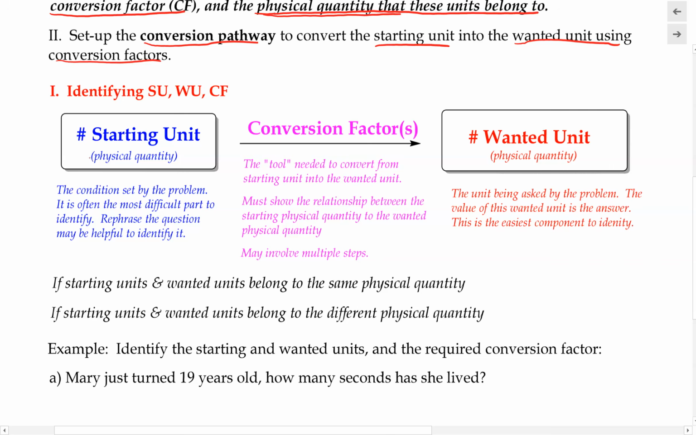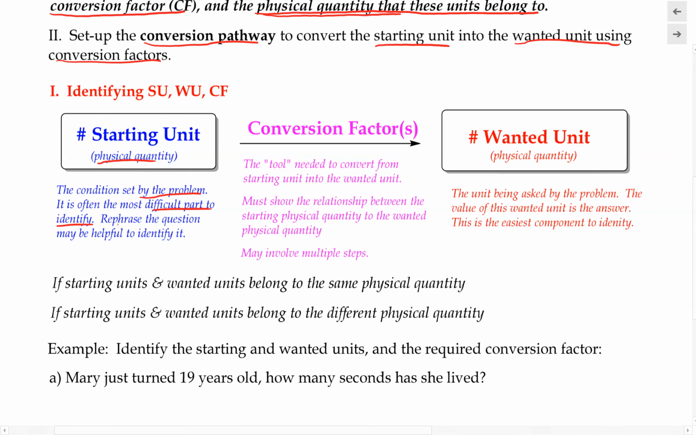It is basically the condition that is set by the problem. Every problem has a certain condition or starting point in it, and it's important that we know what unit we are starting out with. And we also need to know what physical quantity this unit belongs to. Finding the starting unit is often the most difficult part in solving problems using dimensional analysis.